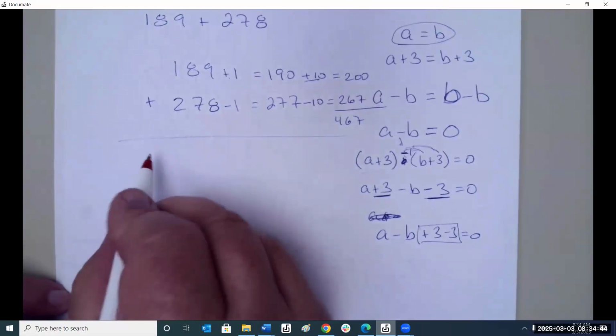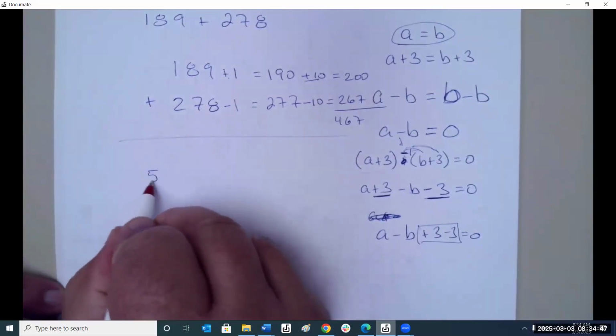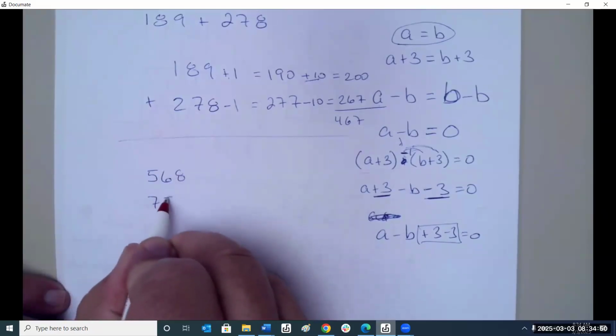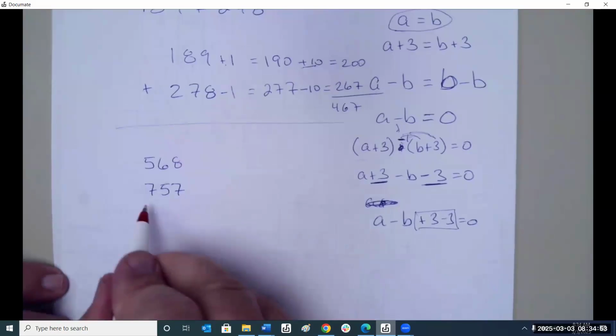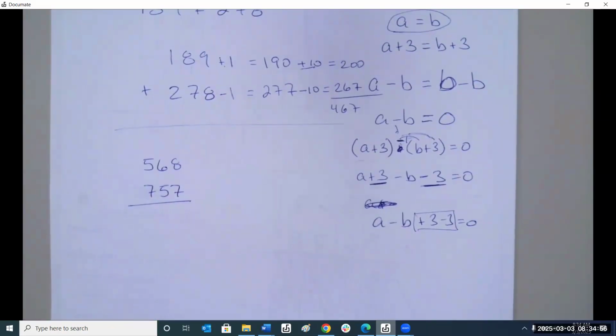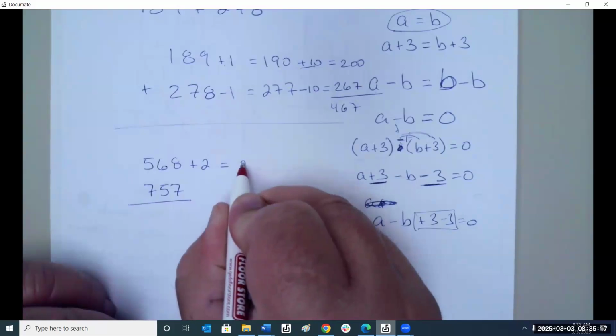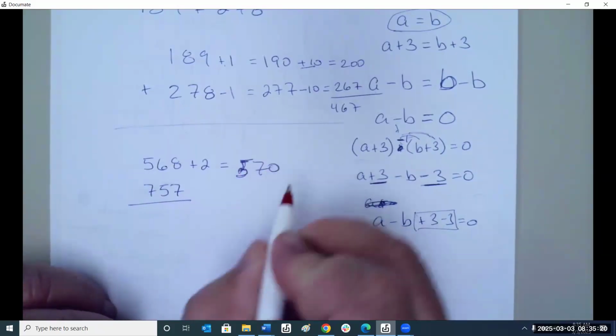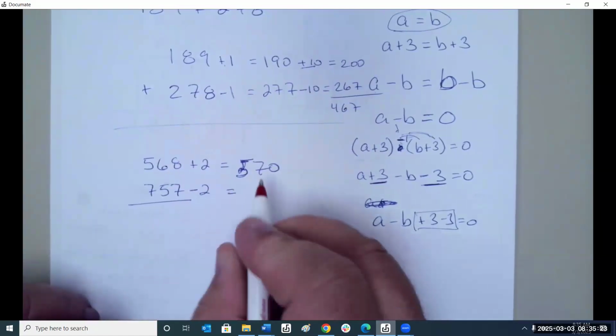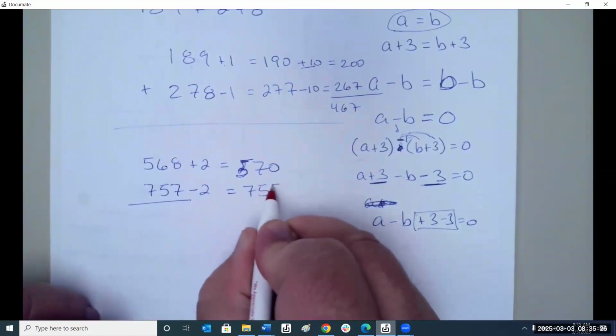So let's look at our original numbers. 568, 757. What do we do there? And you could change any one of the numbers. To 568. Yeah, add 2 to this one. What does that equal? 570. So we added 2, so we have to subtract 2. 755.